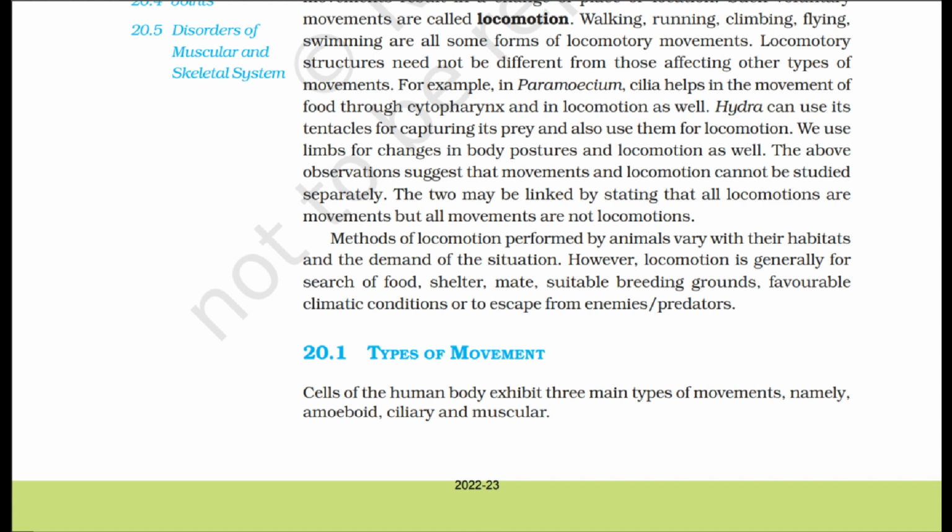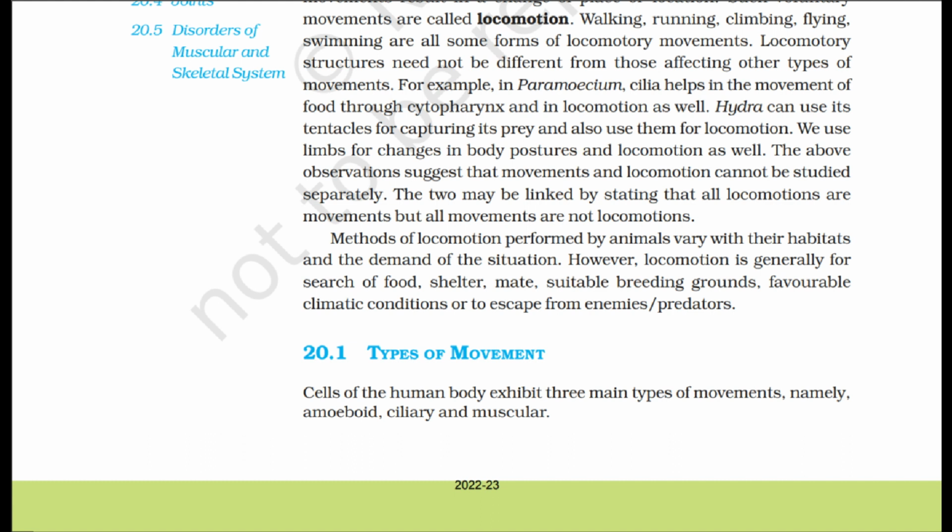Locomotory structures need not be different from those affecting other types of movements. For example, in paramecium, cilia help in the movement of food through cytopharynx and in locomotion as well. Hydra can use its tentacles for capturing its prey and also use them for locomotion. We use limbs for changes in body postures and locomotion as well.